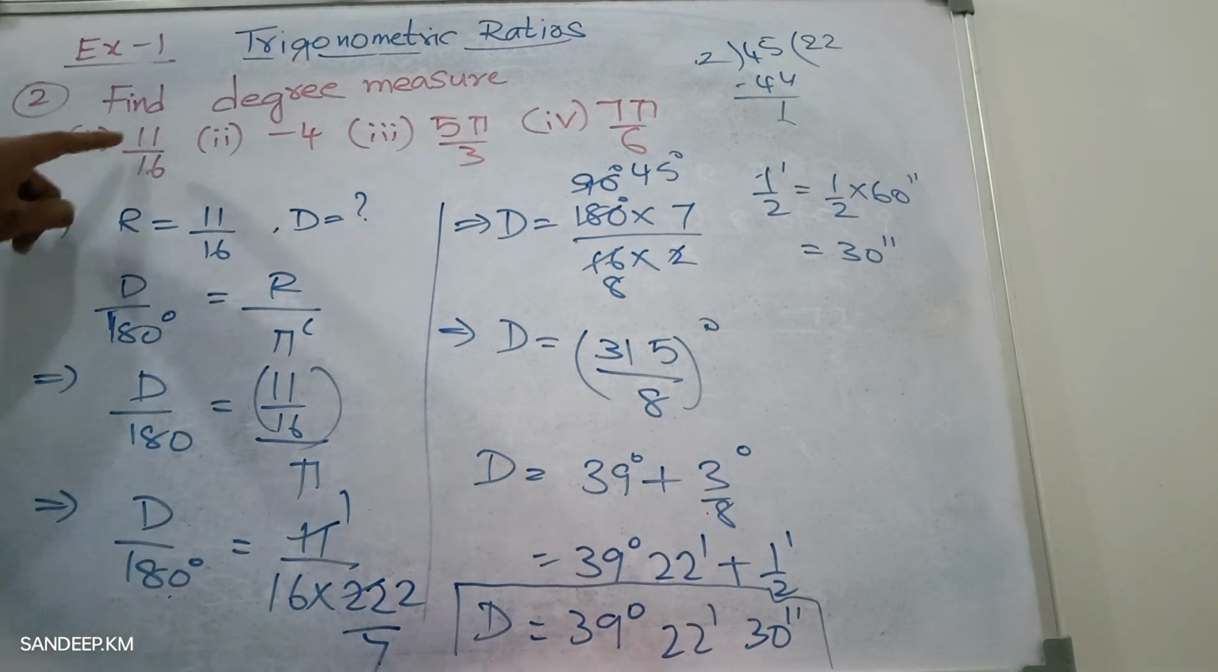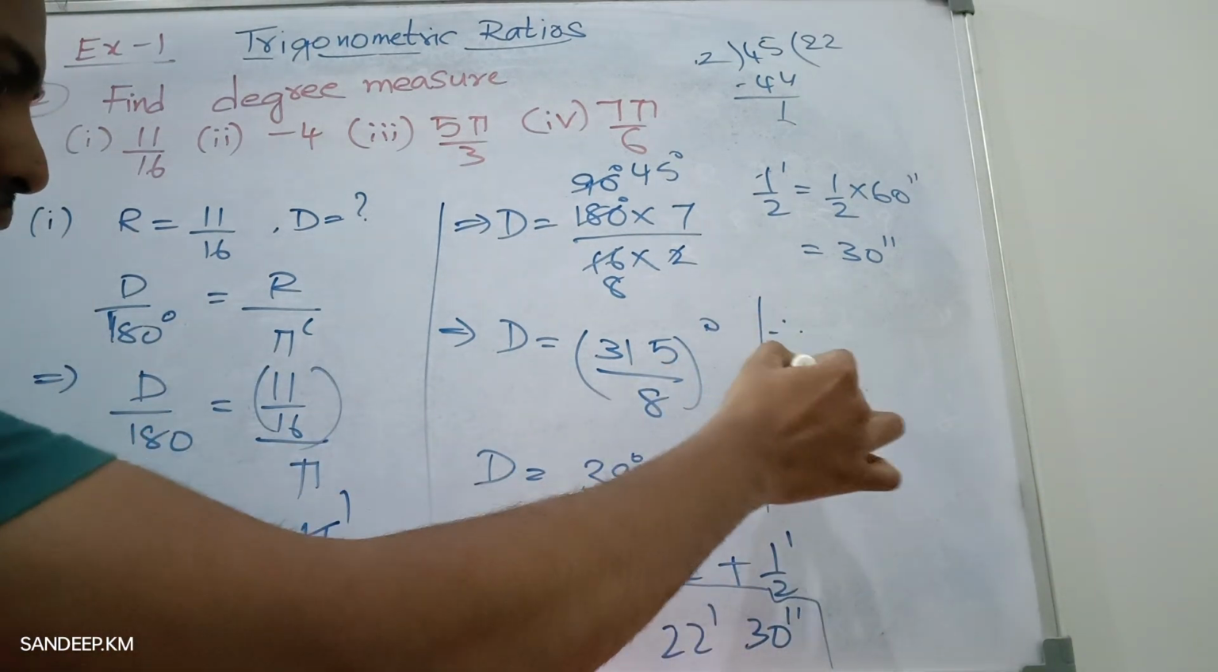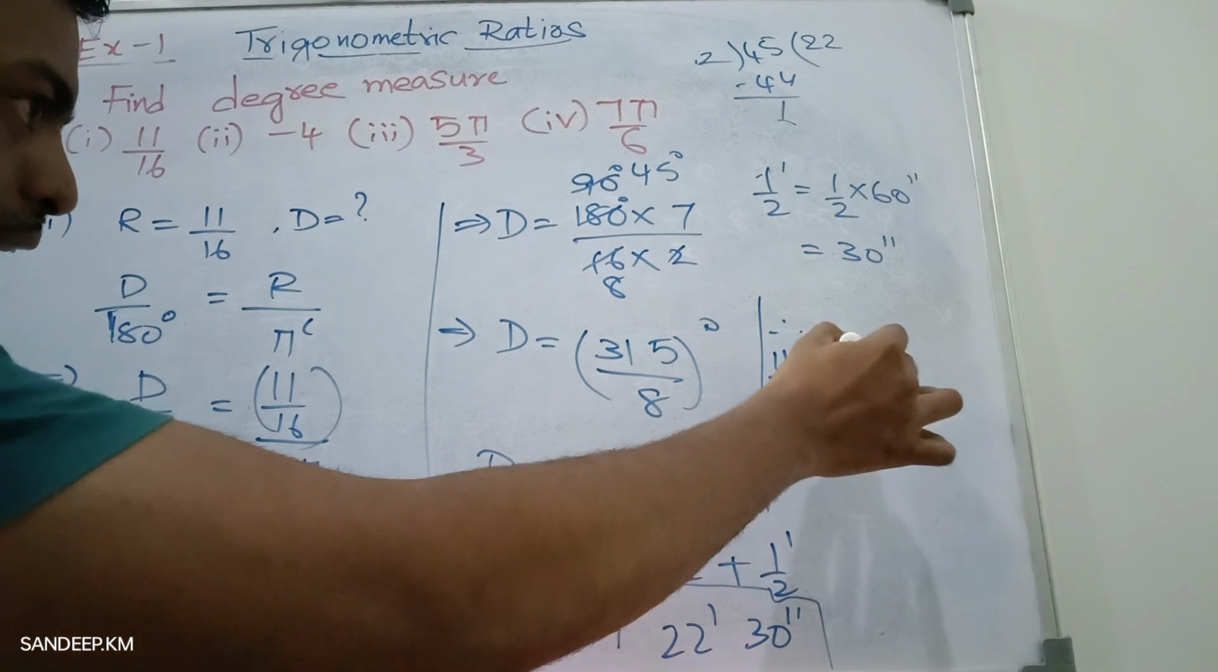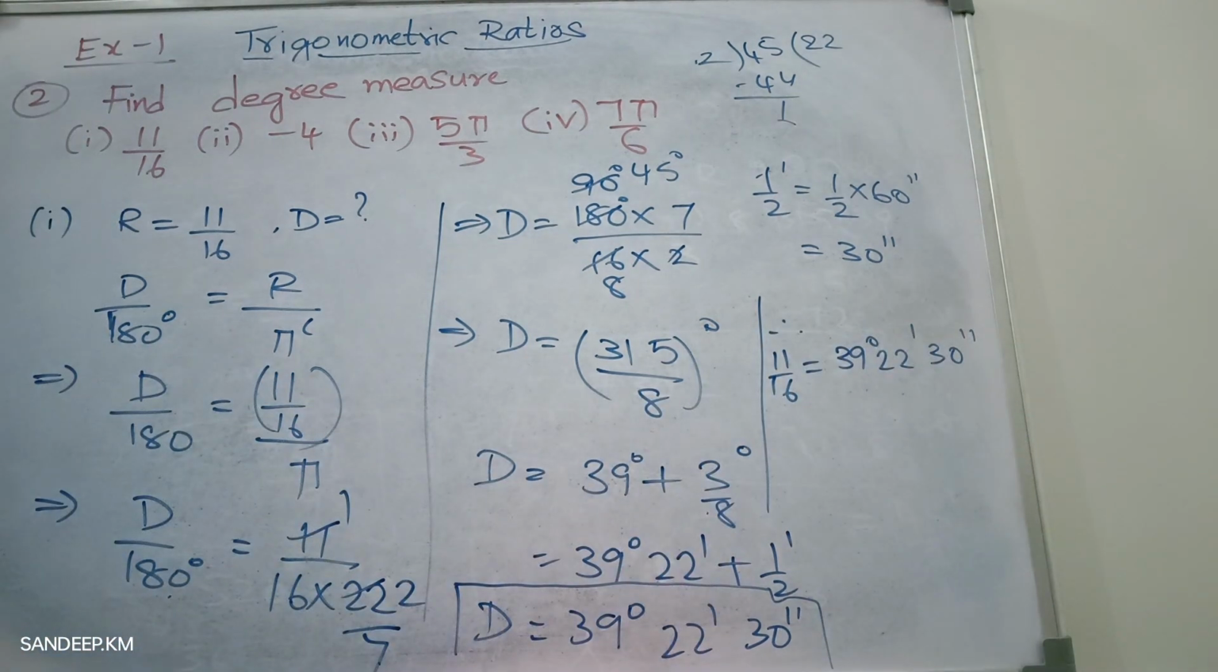So therefore, you can write the conclusion here: 11 by 16 in radian measure is equal to 39 degrees, 22 minutes, 30 seconds. We will go with the second one.